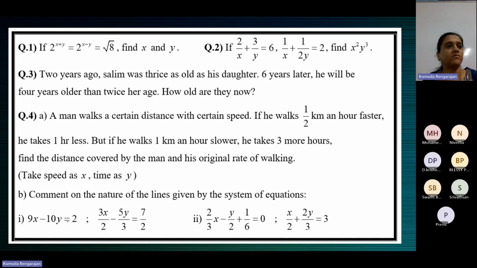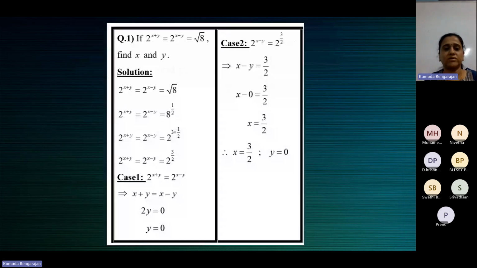For the first one, what are the values? A1 by A2 is 6, B1 by B2 is 6, and C1 by C2 is 4 by 7. So what do you observe? A1 by A2 is equal to B1 by B2, but it's not equal to C1 by C2. So this situation represents parallel lines. So comment on the nature of the lines: the lines are parallel. Just present the first one.